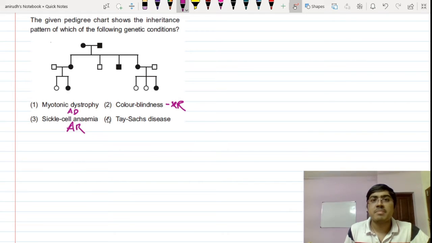Glutamic acid to valine, beta chain, sixth position, and all those things. Tay-Sachs disease is beyond your scope. Just remember it is autosomal recessive. No need to remember Tay-Sachs disease. Nobody is going to ask you about Tay-Sachs disease at this level.